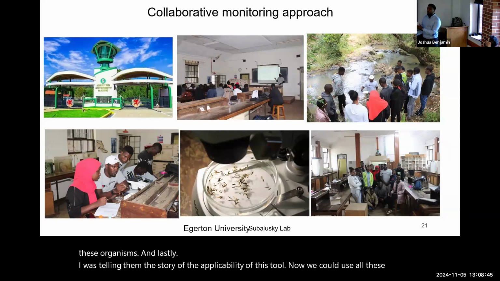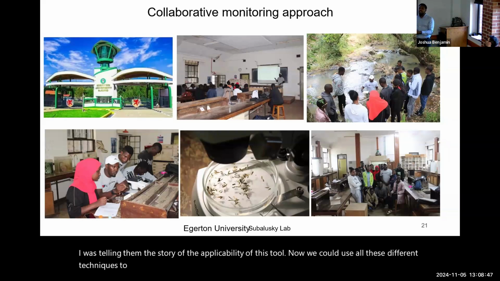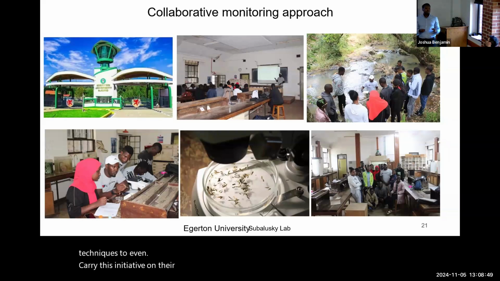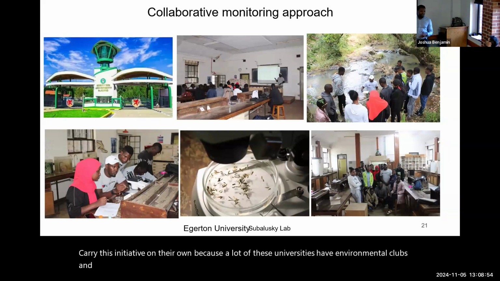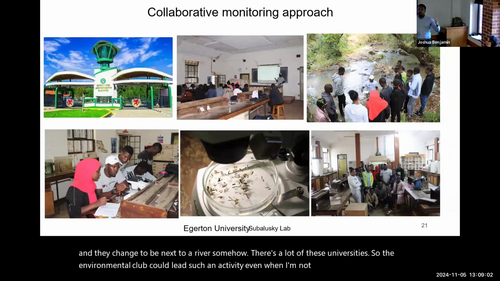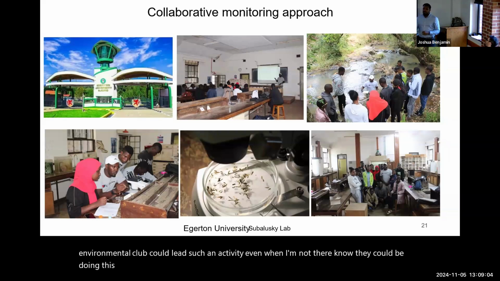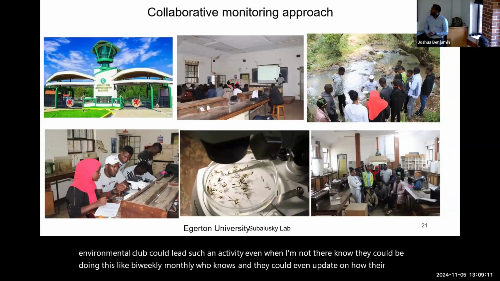to even carry this initiative on their own, because a lot of these universities have environmental clubs and they tend to be next to a river somehow. There's a lot of these universities. So the environmental club could lead such an activity even when I'm not there, you know. They could be doing this semi-annual, bi-weekly, monthly, who knows? And they could even have data on how their river is doing in terms of health.